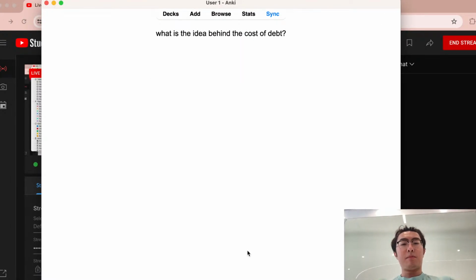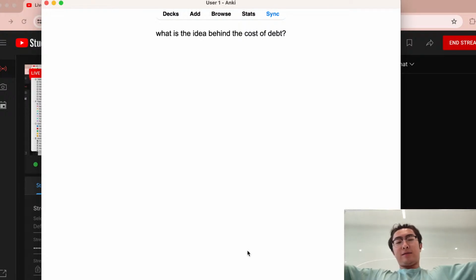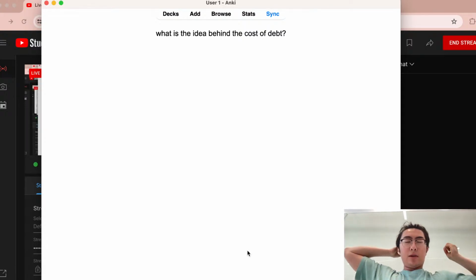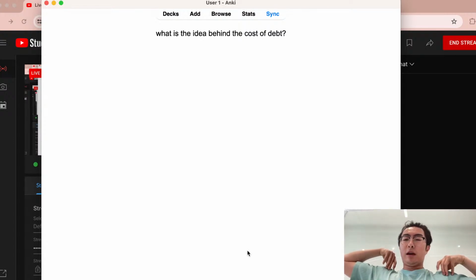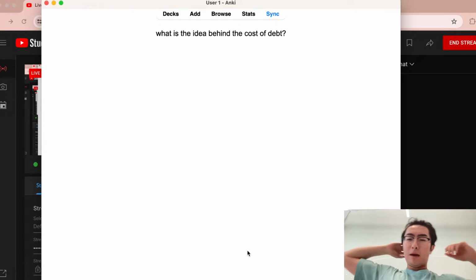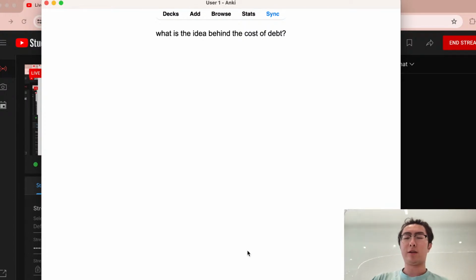What is the idea behind the cost of debt? Okay, cost of debt really refers to the idea of kind of the opportunity cost to debt financing. Another way of thinking about it is maybe the interest rate you would receive on borrowing as a company. So borrowing here could refer to borrowing from a bank, maybe through a line of credit or through a loan, or maybe even issuing bonds to kind of the general public.